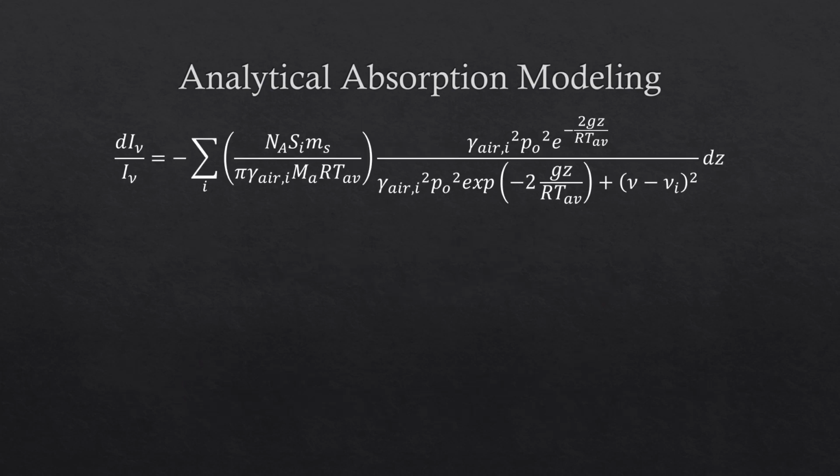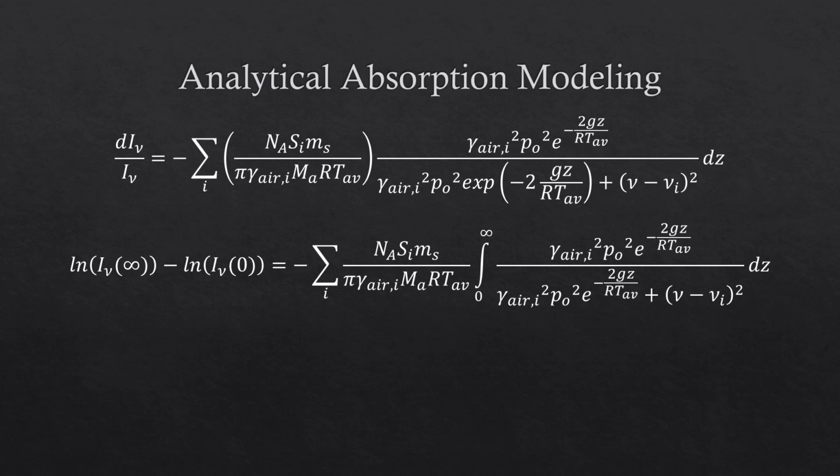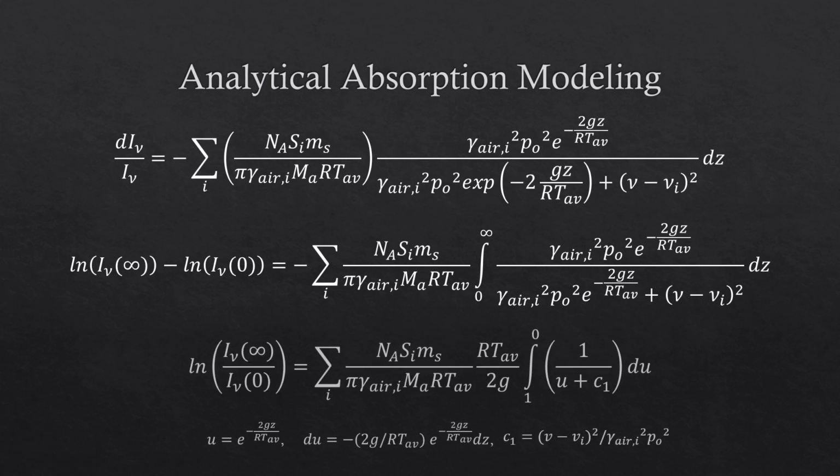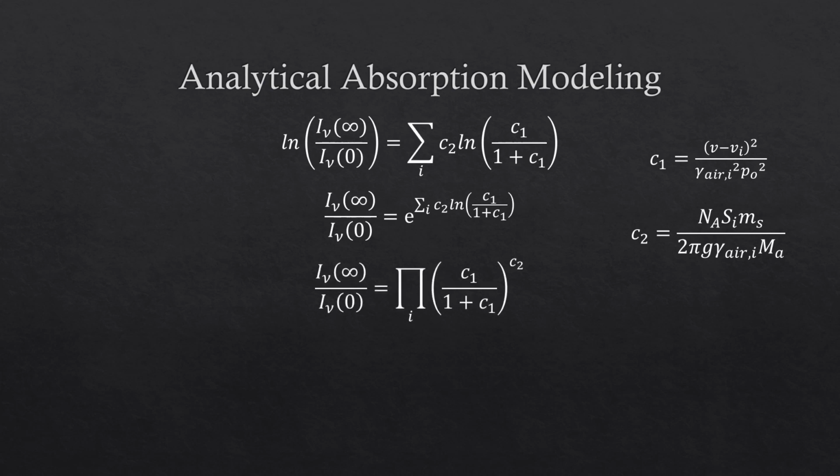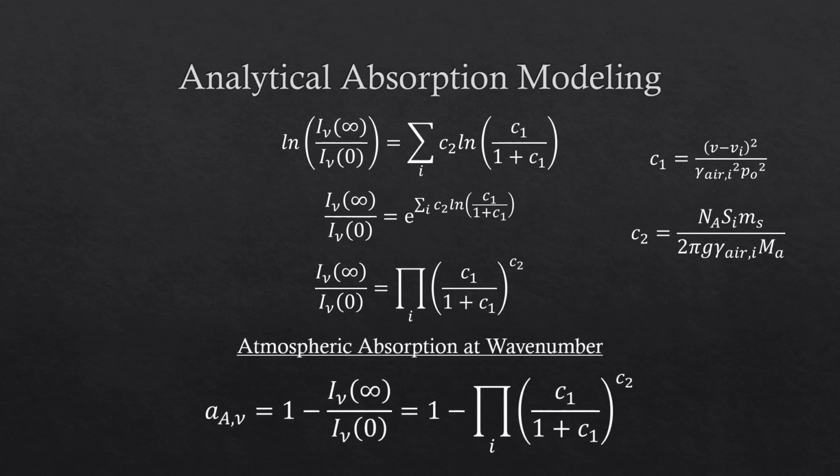Integrating both sides of the function yields a natural logarithm on the left and an integral simplified using the following u substitution and parameter c1. Note R times T_AV cancels out. Replacing the constant with c2, the equation becomes as shown. Evaluating the exponential from the left side of the equation yields a summation of natural logarithms in the exponent. The summation becomes a product and the exponent cancels with the natural logarithm. This yields the following solution for the atmospheric heat absorption for each wave number.